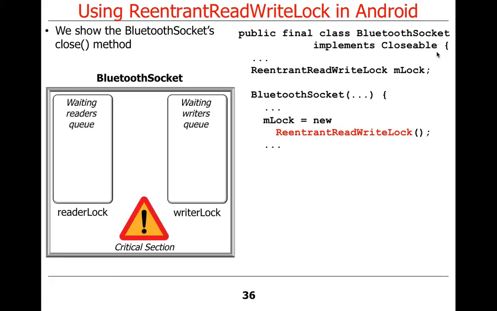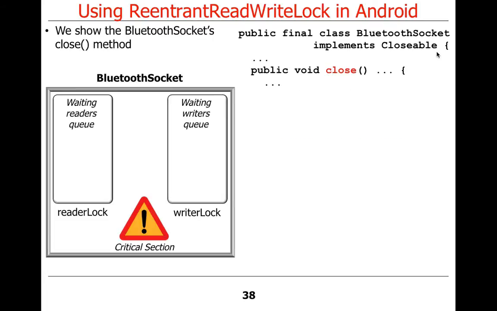They could be reading from the Bluetooth socket. They could be writing to the Bluetooth socket. They can be closing it, etc. So there's a bunch of threads running along. And to make this work, we're going to make ourselves a reentrant read-write lock.